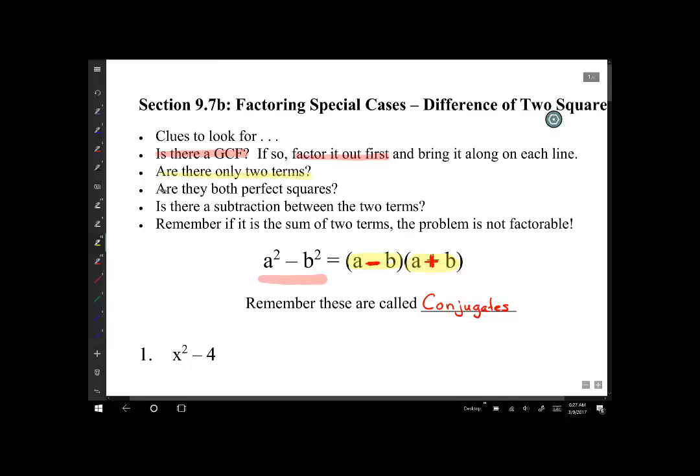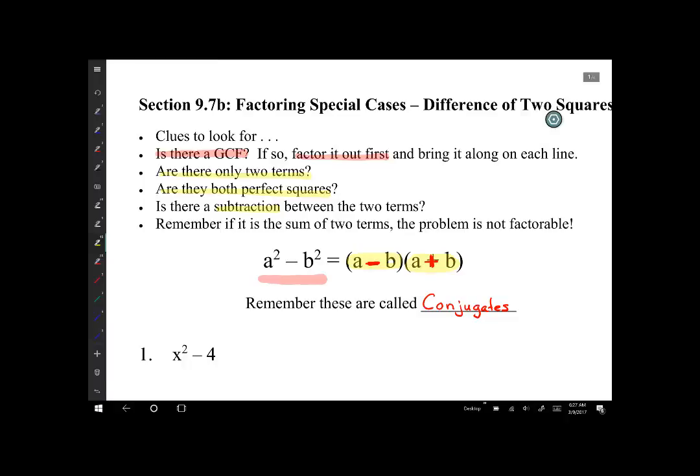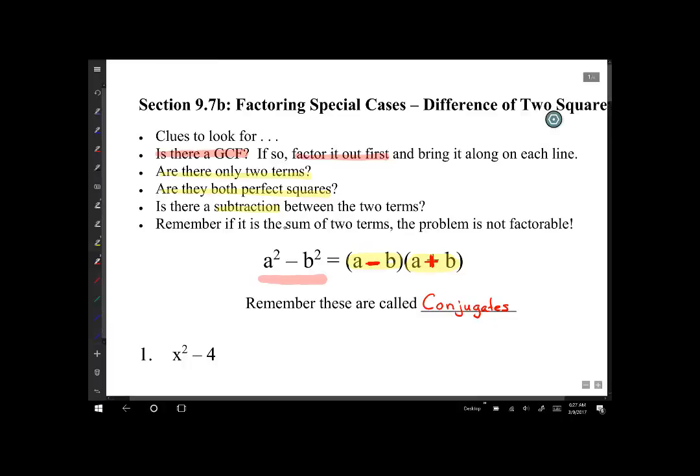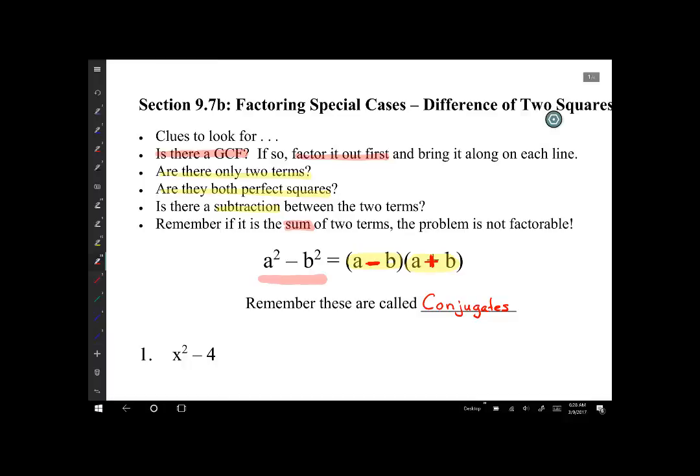If so, are they both perfect squares? And lastly, is there a subtraction sign between the two terms? All right. If that's the case, the problem is factorable. If there's a sum sign, a plus sign in between those two terms, you need to realize the problem is not factorable and we just have to leave it the way it is. So let's look at some of these examples.